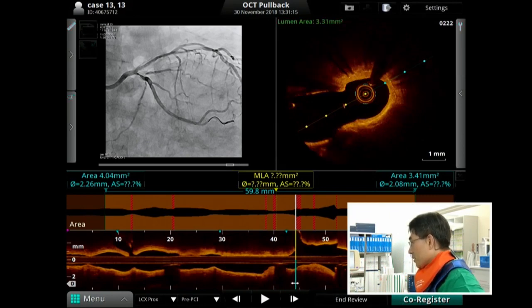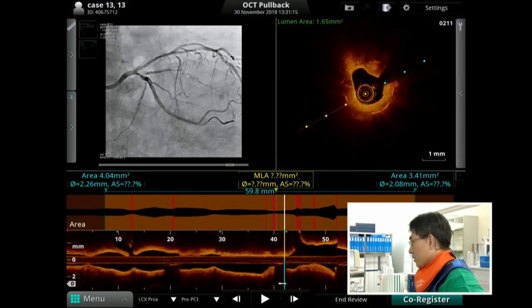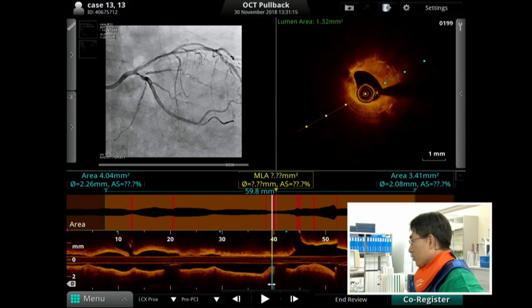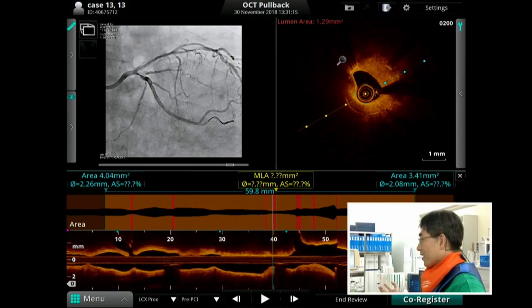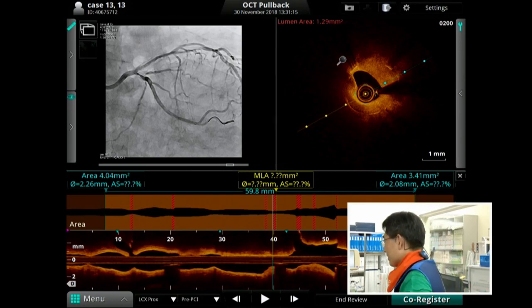Lumen area. Do you mean diameter? No, area, lumen area. Lumen area is less than 3. How could you know that? Okay, this is automatically measured. Here, red to color, 1.3 square millimeter. Very small minimal lumen area.